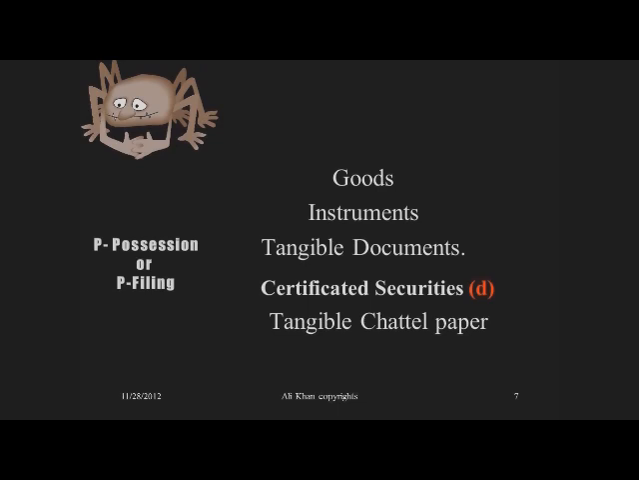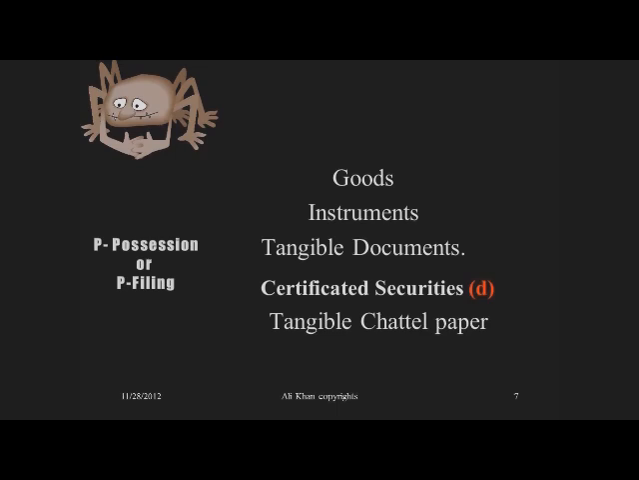These are the collaterals that can be possessed. And therefore, the security interest can be perfected either by filing or by possession. On the top of the list are goods. Goods can be possessed. And therefore, a security interest in goods can be perfected either by filing or by possession. Then I have tangible documents, and the word document means document of title, like bill of lading or a warehouse receipt, which shows that there are goods represented by this piece of paper.